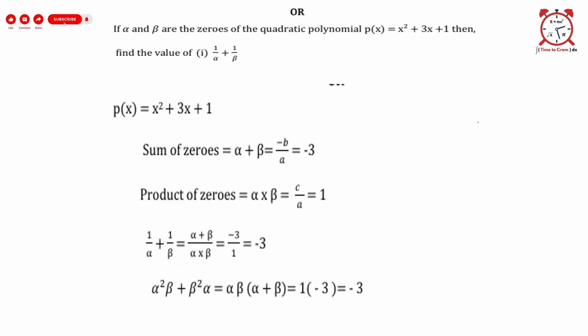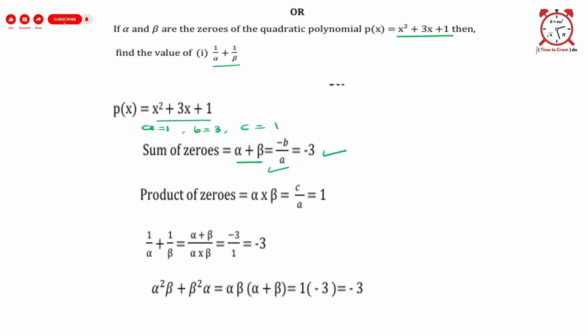Next, here also we are getting the internal option. If alpha and beta are two zeros of the polynomial, and the polynomial is given x square plus 3x plus 1, then find the value of 1 upon alpha plus 1 upon beta. So from this polynomial, first of all we will find alpha plus beta, and this is the formula, minus b upon a. Here you know that a equal to 1, the coefficient of x square, b equal to 3 and c equal to 1. Keeping these values we will get alpha plus beta here.